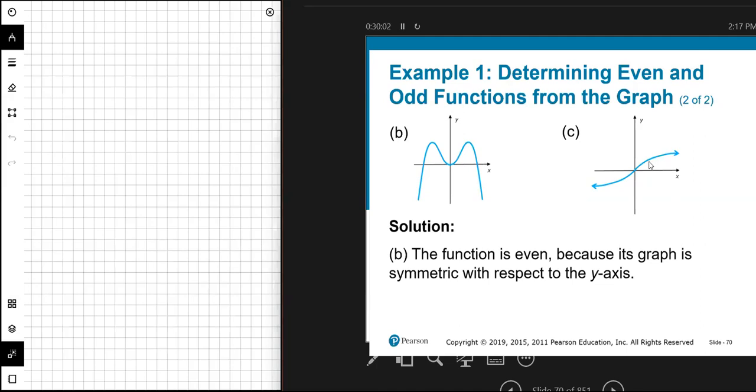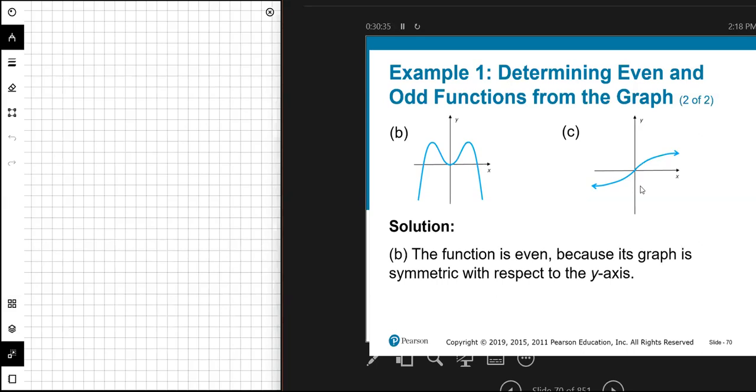All right, this one over here, however, all right, if we pick a point down here and its corresponding point over here, and we connect them, the line that connects them will go through the origin. Every single point that has a corresponding point over here will go through the origin. And they're going to be equidistant from each other.